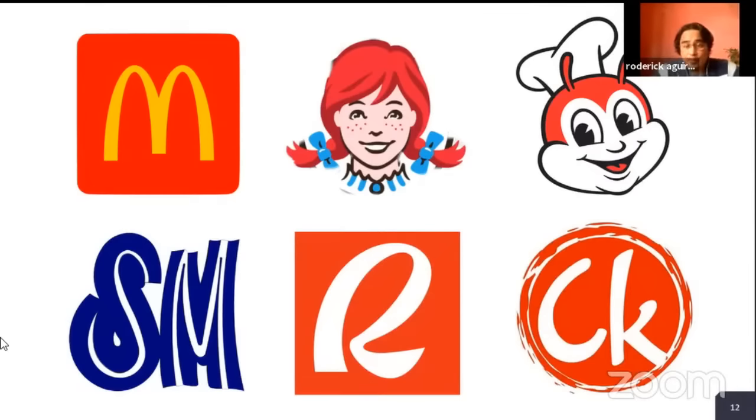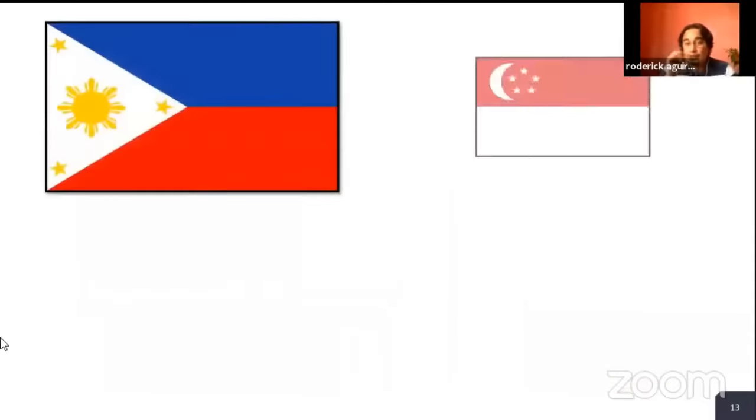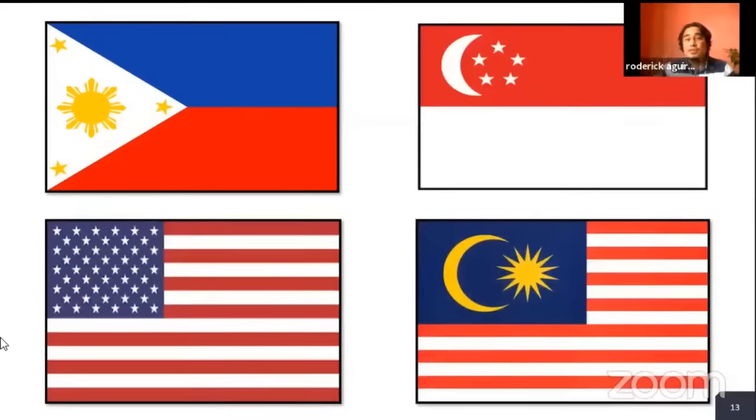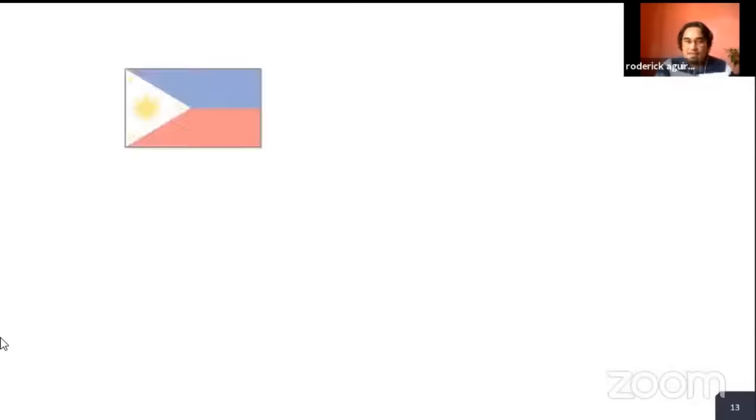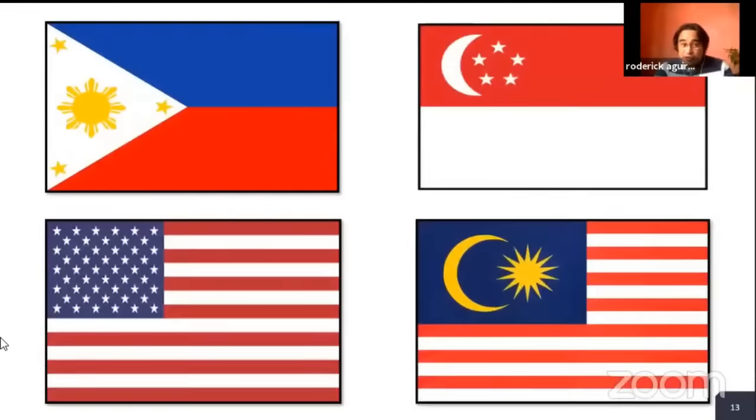So symbolic language. Okay. Another one is that these are symbols that are commonly used all over the world to symbolize a certain nation, like the Philippines. This is the Philippines, this is Singapore, this is United States, and this is Malaysia. All right, that's Malaysia. So, ang dami po, hindi lang po tayo gumagamit ng icons, logos, but we also use flags to symbolize. May mga meaning yan.